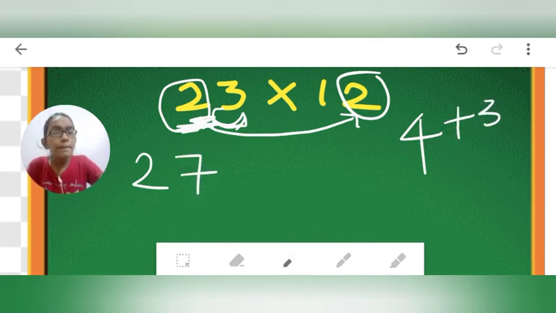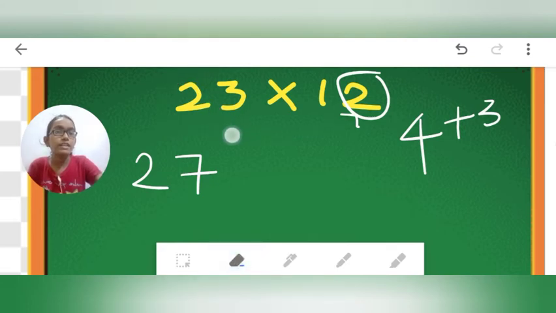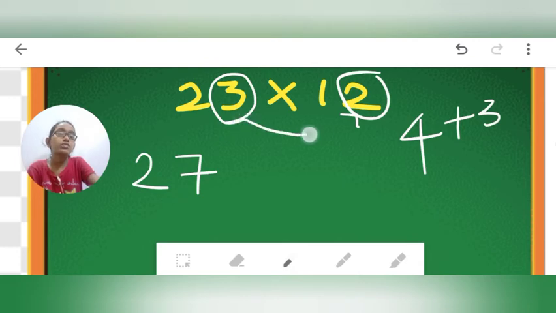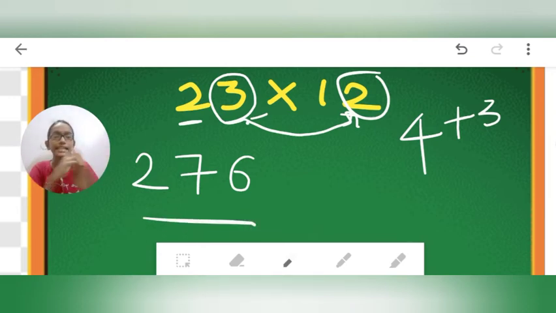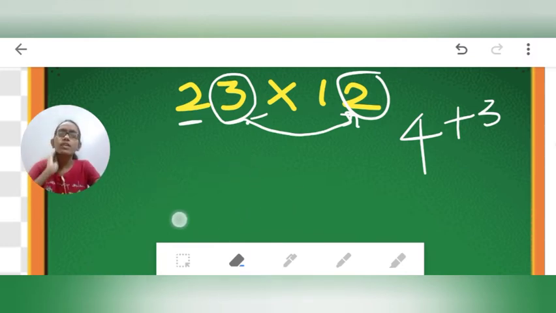Now we have done till here, right? Now multiply this 3 as well with 2. Once you are done with one digit, 3 2s are 6. Write 6 as it is, because after 3 there is no other number. So your answer is 276. If you look at the question, 23 into 12. If you didn't understand the trick yet, then do watch the video till the end.